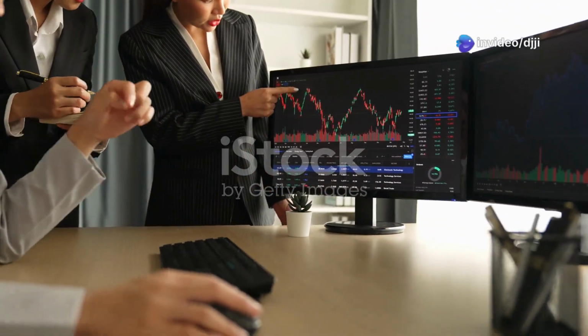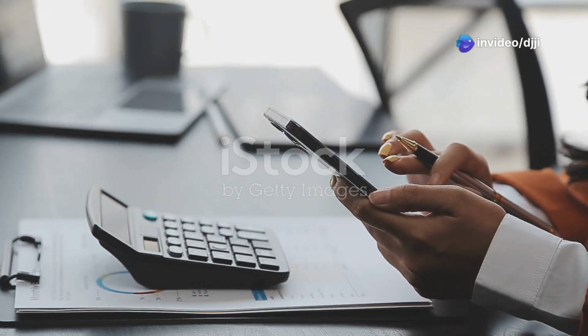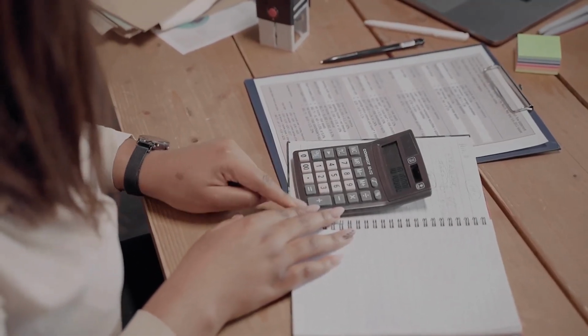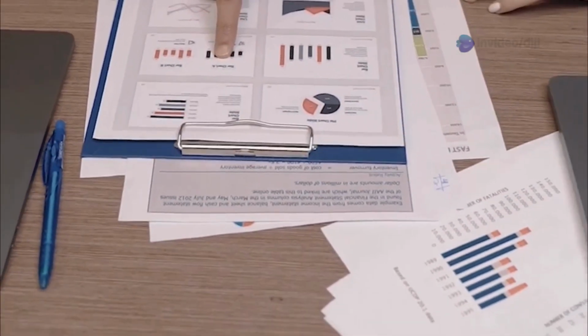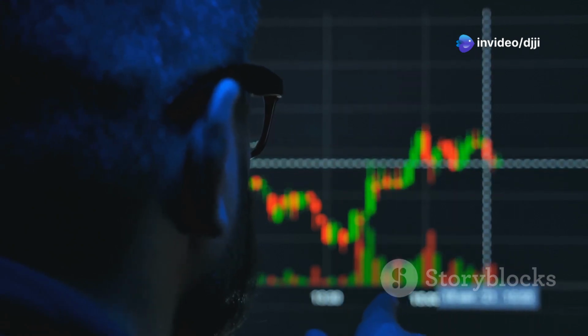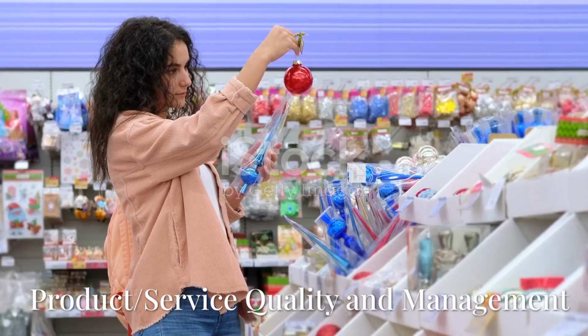The price-to-earnings ratio tells you how much investors are willing to pay for $1 of the company's earnings. The formula is, the price-to-earnings ratio equals the share price divided by earnings per share. Compare PE ratios to other companies in the same industry. A very high PE might mean the stock is overpriced. A low one might mean it's undervalued, or that something's wrong.